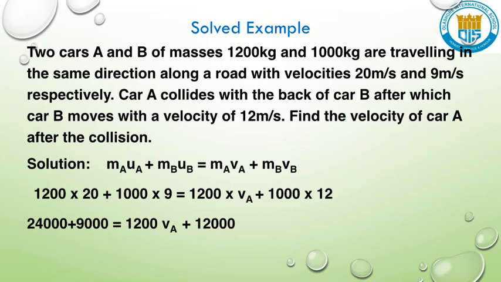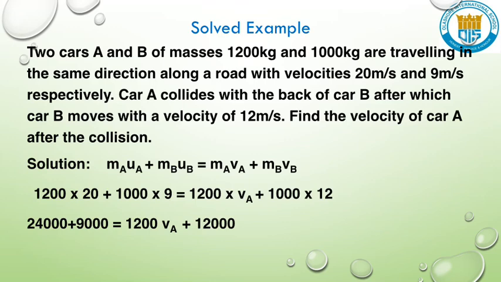Two cars A and B of masses 1,200 kg and 1,000 kg are traveling in the same direction along a road, and they have velocities 20 meters per second and 9 meters per second respectively. Then they collide. We are asked to find the velocity of car A after the collision. We are given the velocity of car B as 12 meters per second.